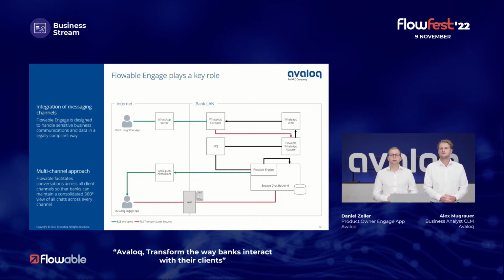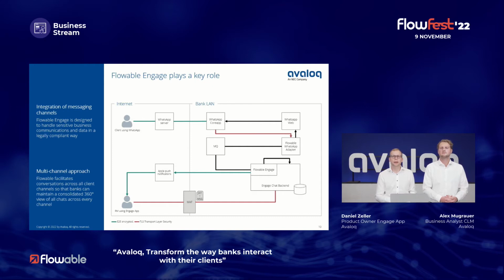Maybe a few words about where Flowable comes into play. Again, here on the right side, you see the safe environment of the bank. On the left side, you see the open environment, the publicly accessible internet. I'm not going to go into all details of what you see here, but what I would like to focus on is the Engage app backend that we built here, which communicates with the Engage app, and the Flowable Engage part that is part of our backend. We use Flowable Engage in our Engage app to take care of all things that have to do with the actual messaging.